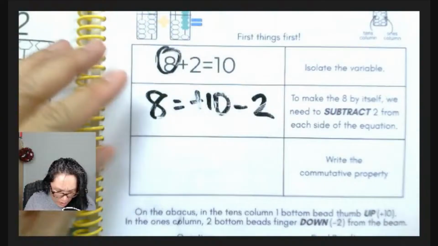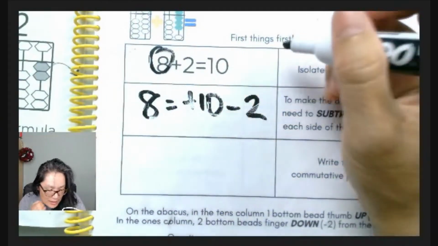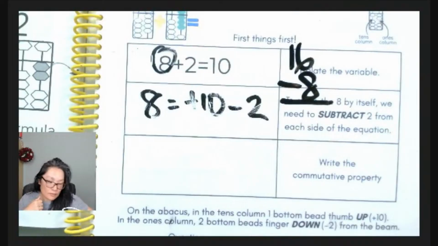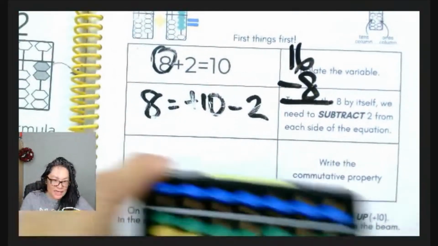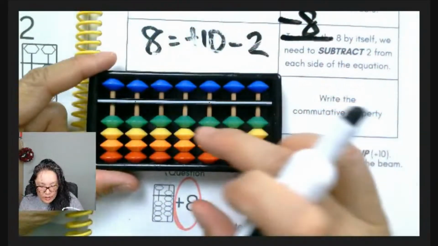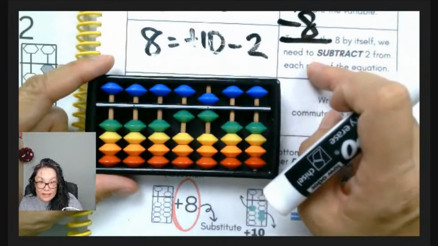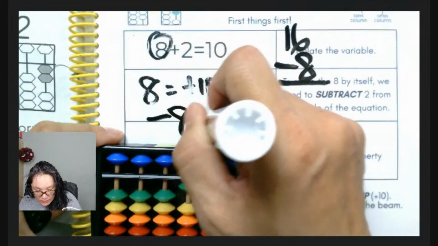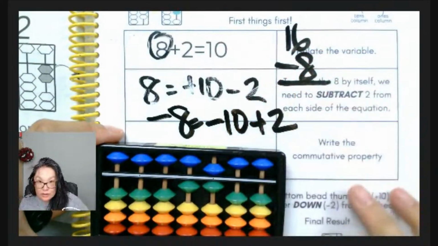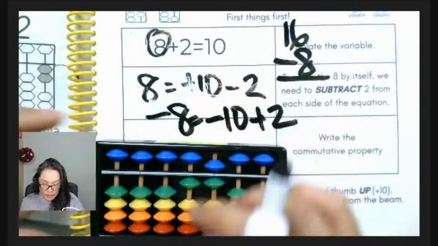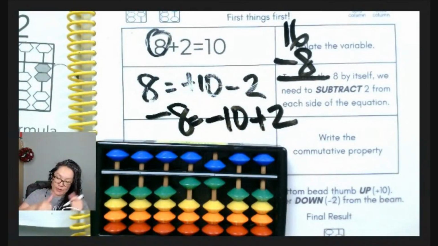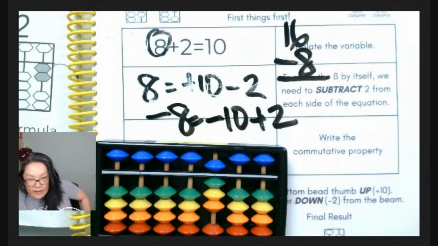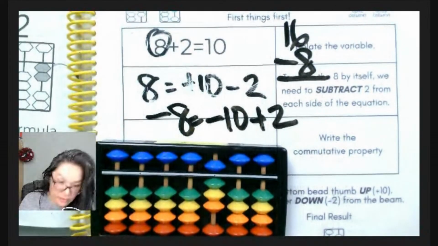Why are we going to do that? Because if it's like, I don't know, 16 minus 8, it's the same thing. We go 16 minus 8. Minus 8 is equal to minus the 10 plus the 2. Very similar. They're only opposite operators. So we're going to minus the 10 plus the 2. My final answer is 8.